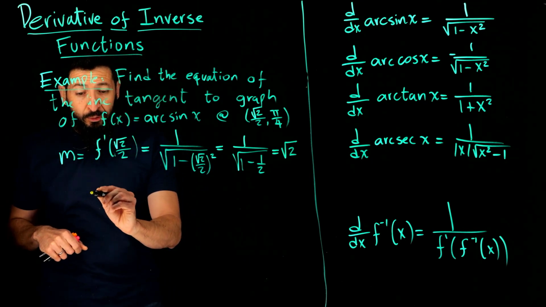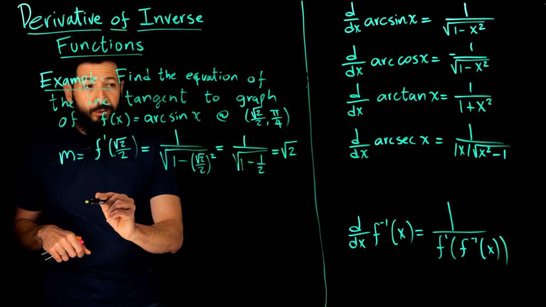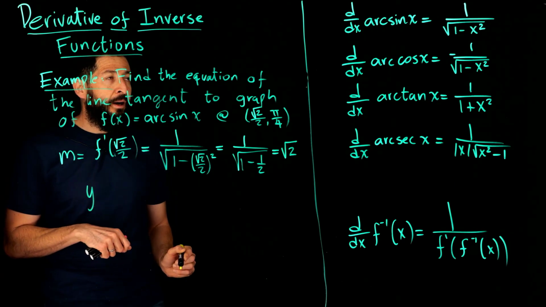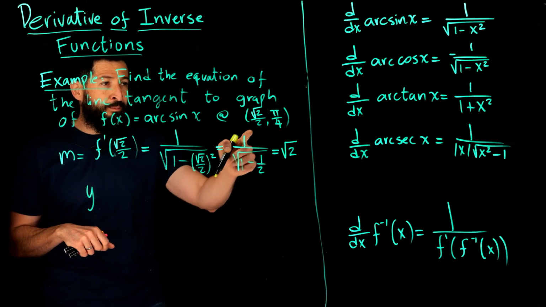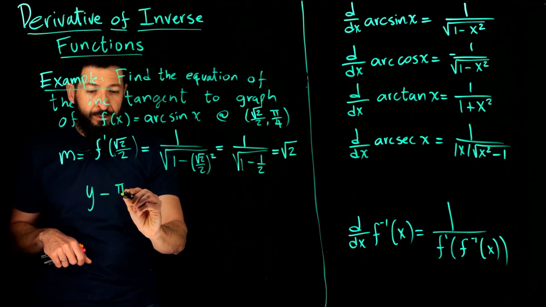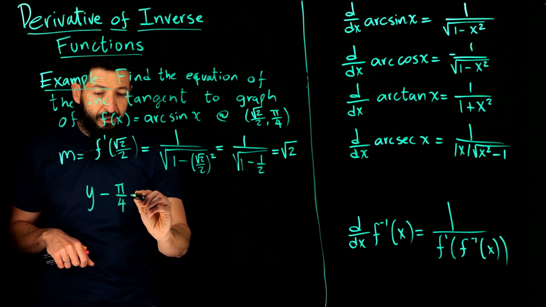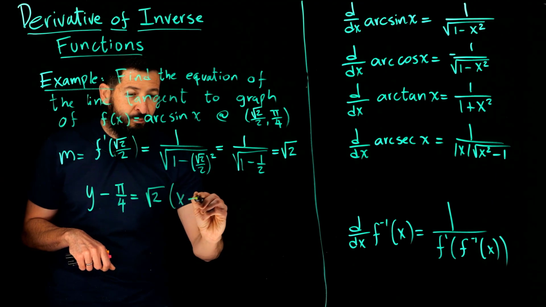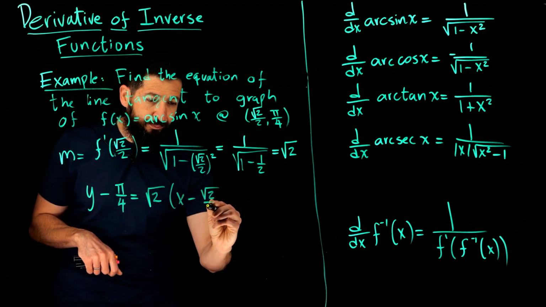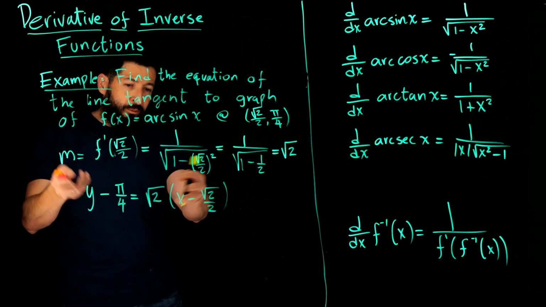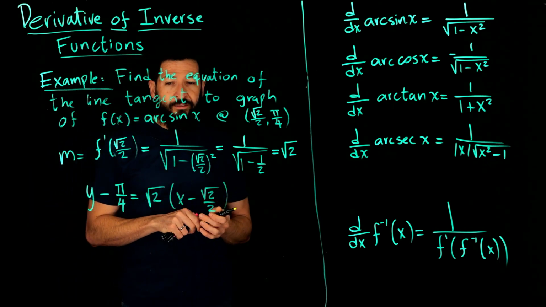And all we have to do is write the equation of the line. For that, we use the point slope formula. So we have a slope, we have a point. So y minus pi over 4 is going to be equal to square root of 2 times x minus square root of 2 over 2. And that gives us right there. Then we simplify and that gives us the equation of the tangent line.